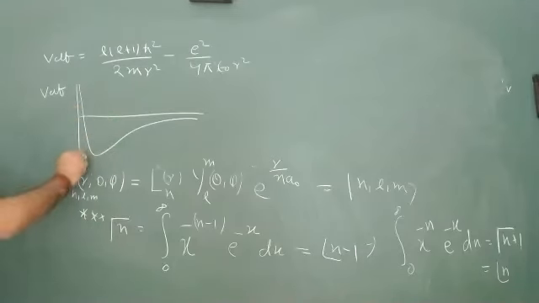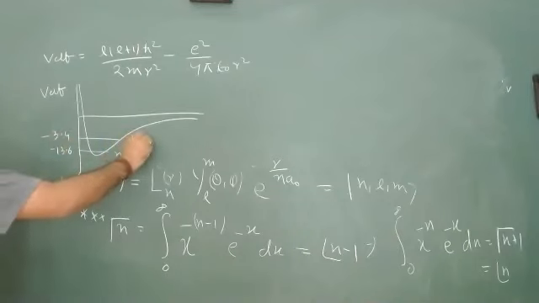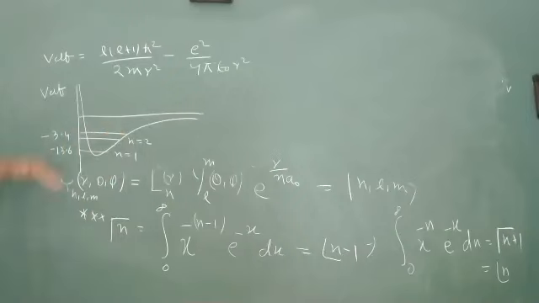So what will be the minimum energy? This is for n is equal to 1, and this energy is minus 13.6 electron volt. The next level is about minus 3.4. This is for n is equal to 2. And the next level is something like this, that is for n is equal to 3. So what you can see is the energy eigenvalue is discrete.